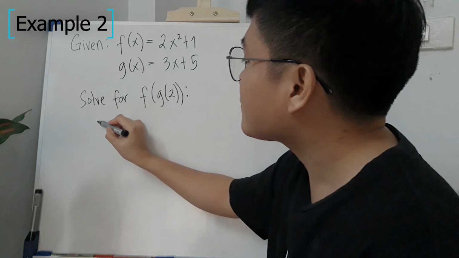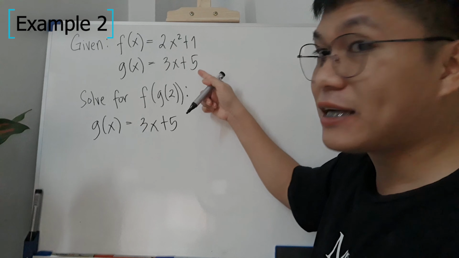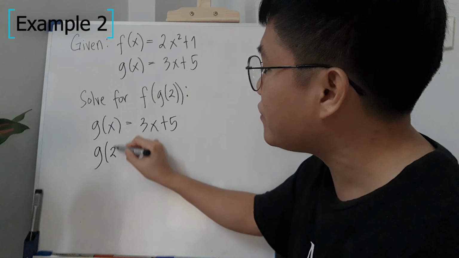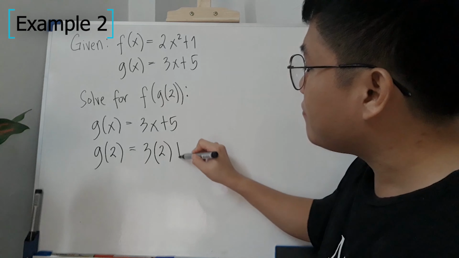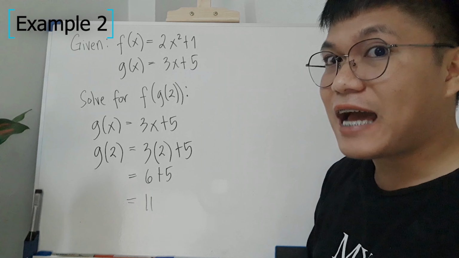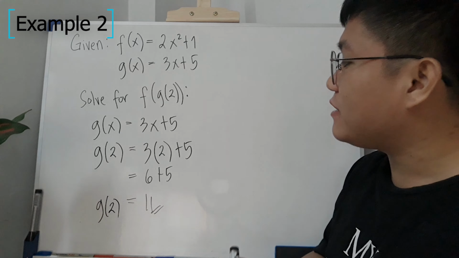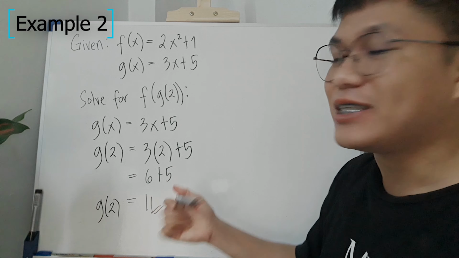That means we have g of x is equal to 3x plus 5, going back to our given, and then we are going to substitute x with positive 2. So we have g of 2 is equal to 3 times, replace x with 2, plus 5. Then simplify. That means 3 times 2 is 6, plus 5, which is equal to 11. Therefore, the value of our g of x at 2 is equal to 11. Since we already have the value of g of 2, which is 11, we can now solve for our function f.